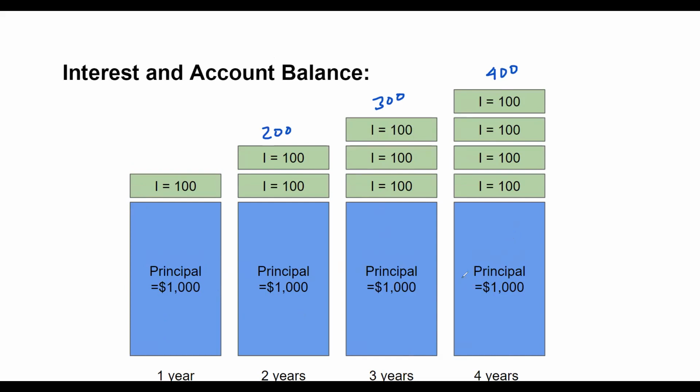Well, the reason I'm talking about this is that some questions might ask you not about the interest amount, but the total amount that's in the account. So when that's the case, we have to add the interest and the principal together. 1,000 plus our additional $400 leaves us with $1,400 after 4 years. So hopefully that explains that relationship between interest and account balance.